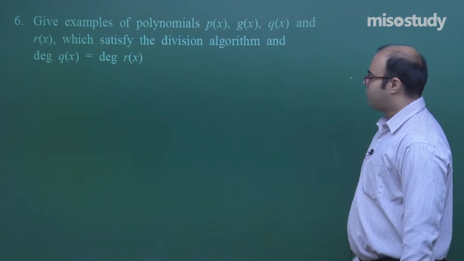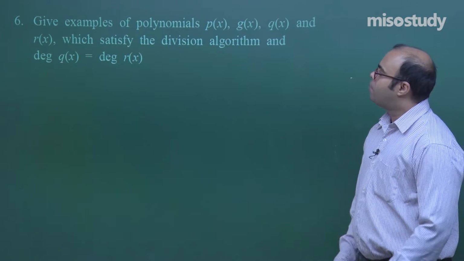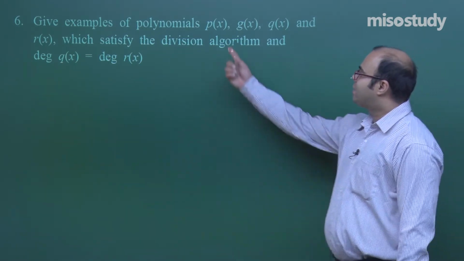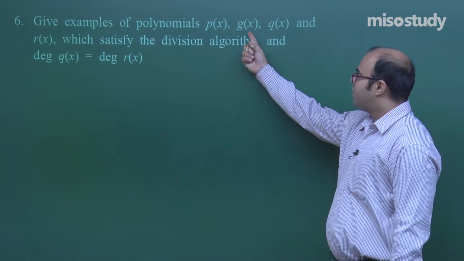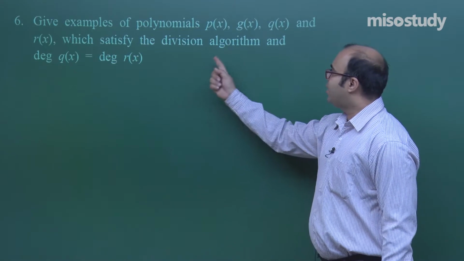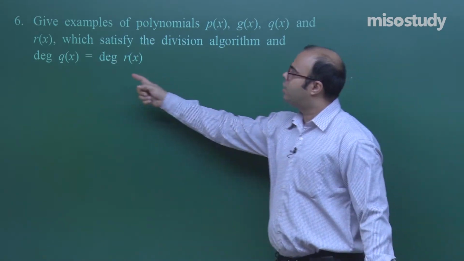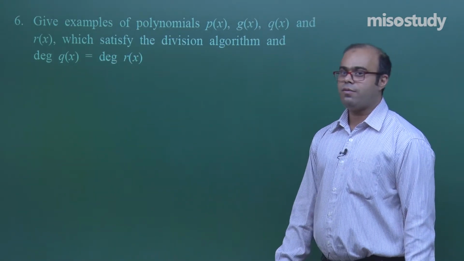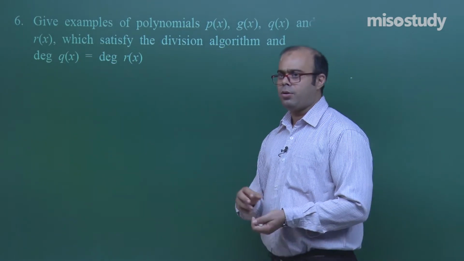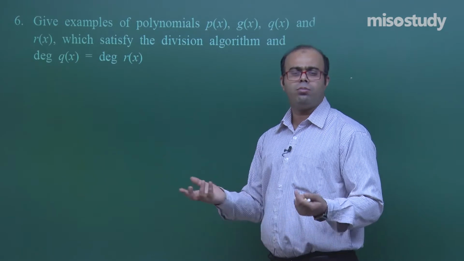Now next question, which is of 4 marks. Give examples of polynomial px, gx, qx and rx. So px is the dividend, gx is the divisor, qx is the quotient and rx is the remainder, which satisfy the division algorithm, and degree of qx, that is the degree of quotient, is equal to degree of the remainder. So we can take any example. My example may be different from your example, but both is correct.